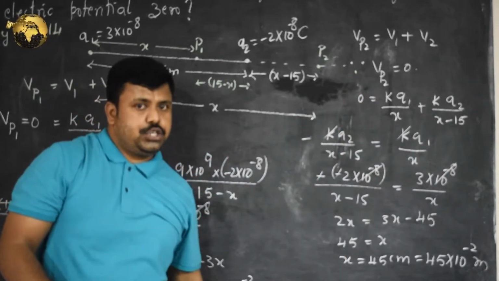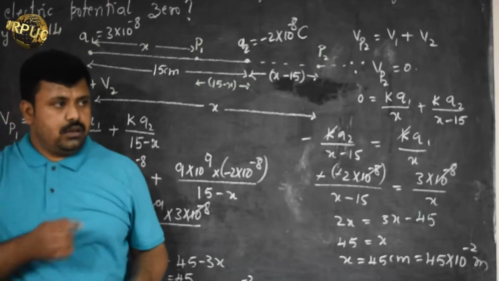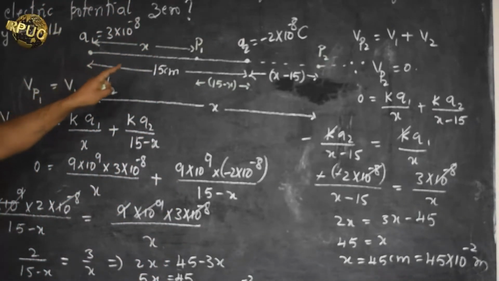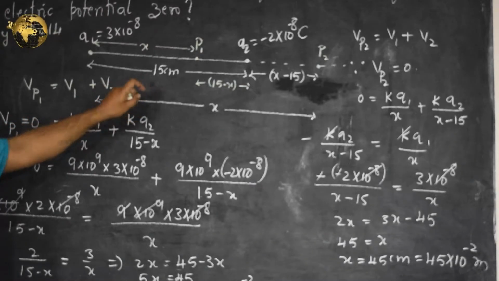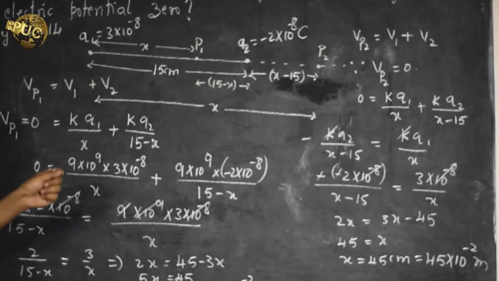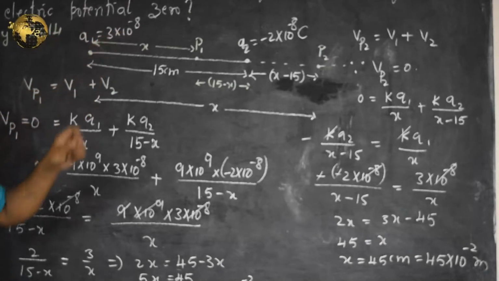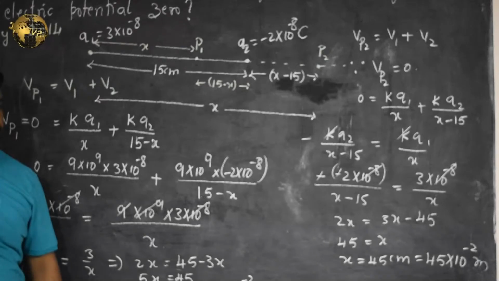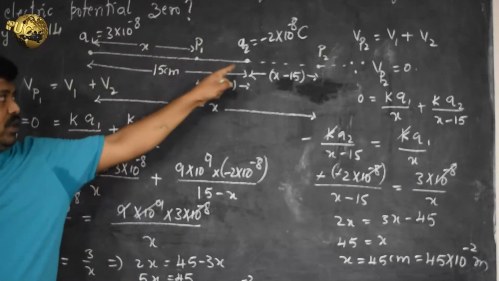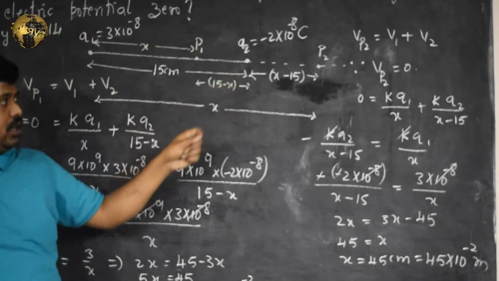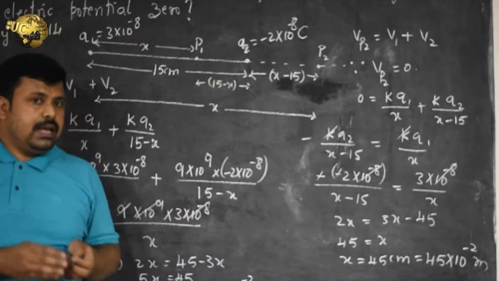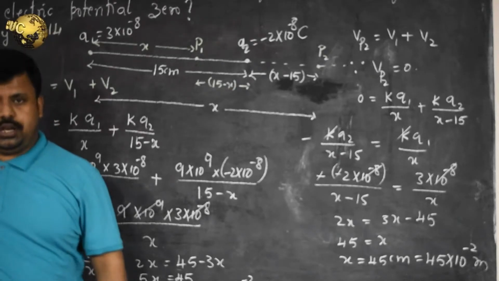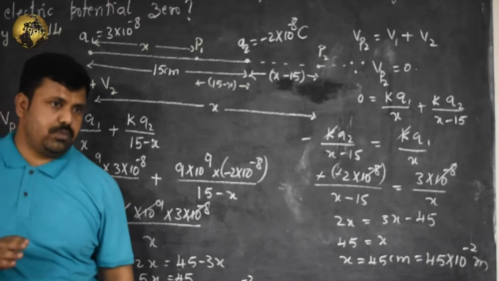So what was our intention? The aim of this numerical is, we have two charges separated by a distance of 15 centimeter. So we need to find out the points where the electric potential is 0. In this case, there will be 2 points, one between the two charges and another one outside the two charges. And remember, these 2 points will always be near to the smaller charge.